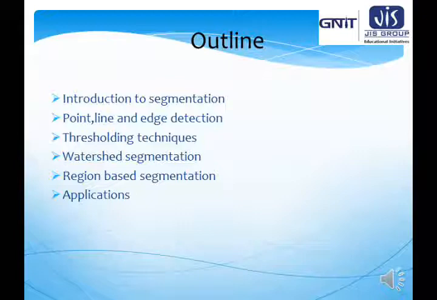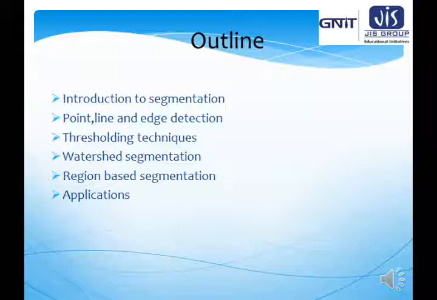The first one is thresholding techniques, which is very important. The next one is watershed segmentation or watershed algorithms, which is also very important. We can already see that we have used different techniques. This is another way by which we can separate the different areas of an entire image into different subdivisions.